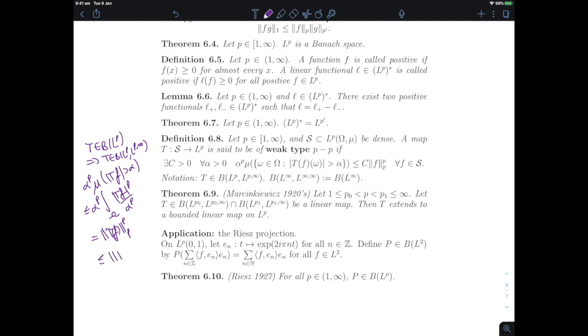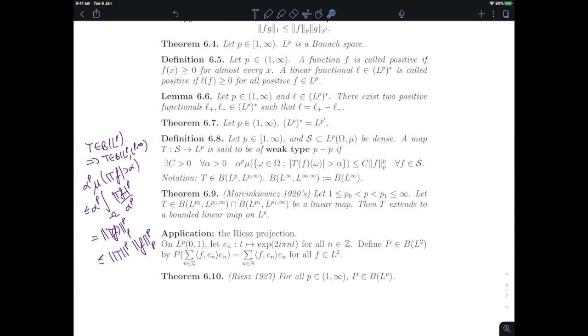So if T happens to be bounded, then that's it. You get the inequality that defines weak type, with the constant C being exactly the norm of T raised to the power P. So strong type implies weak type. Sometimes boundedness in LP is called strong type for linear maps or sublinear maps, but we'll just focus on linear maps in this course. And weak type is, in general, a strictly weaker property.